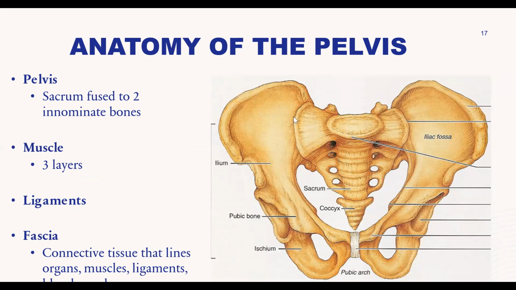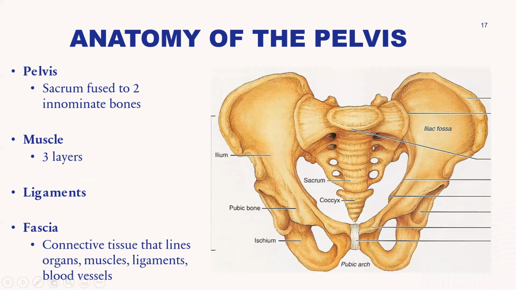There are 3 different layers of pelvic floor muscles, which not only help to provide support to the organs above it, but also assist in bladder, bowel, and sexual functions. We're going to go more into depth into each of these layers in a little bit.